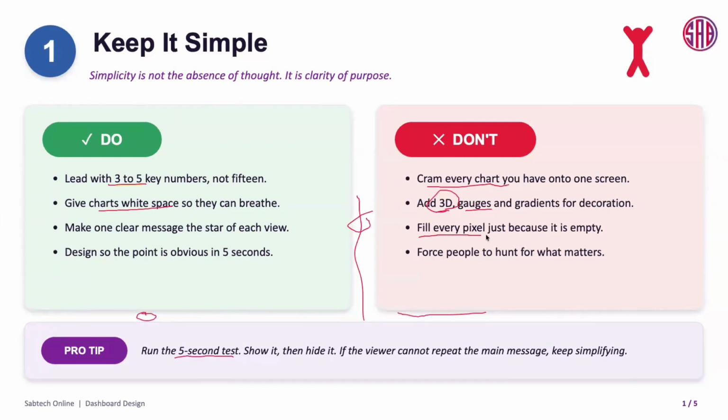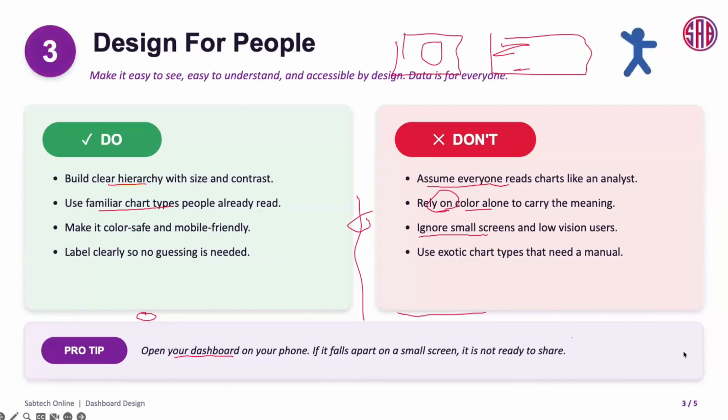Don't fill every pixel just because it is empty. You have seen a space that has remained beside the heading. You say, okay, let me put a pie chart there. Okay, there is another space that has remained. I think I can put a bar chart there. No, don't fill everything. Leave the white space for the eye to rest. Now, that is done. Let's go to the second one.